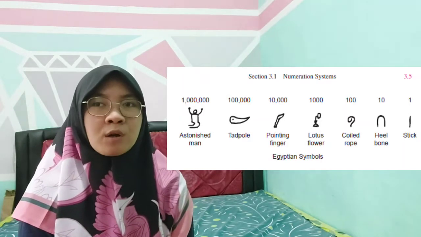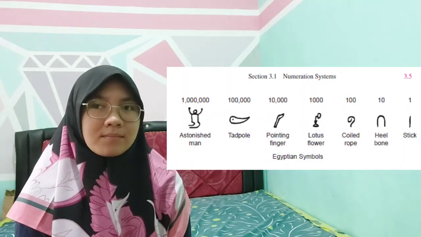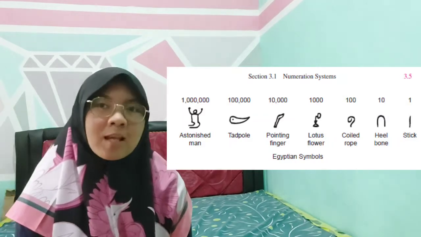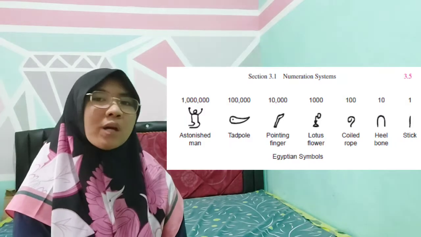This is a picture for England. The symbols in the Egyptian system can be placed in any order, so the same number can be written in several ways. In other words, the Egyptian system doesn't recognize place value. For example, in our system, 34 and 43 are different, right? In Egyptian, they are the same.